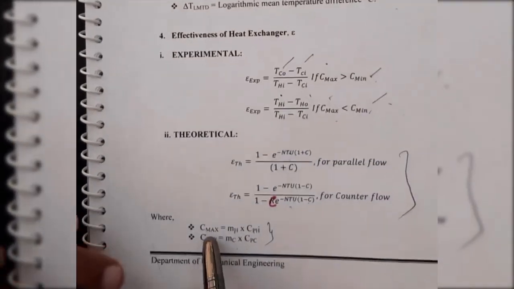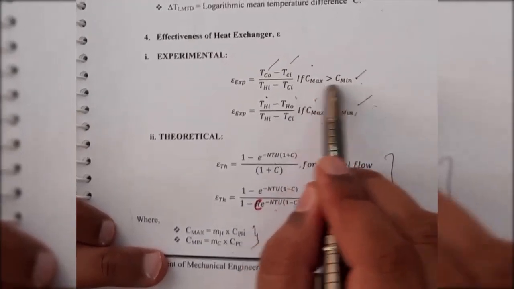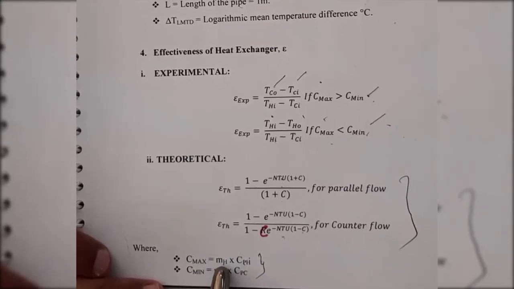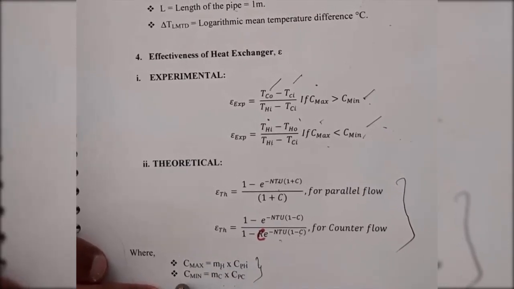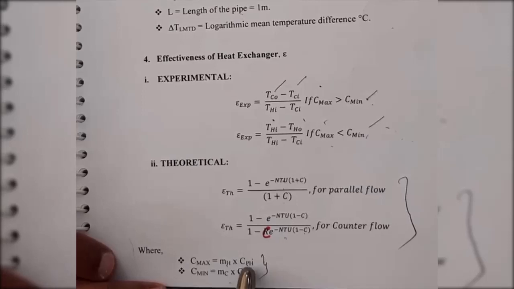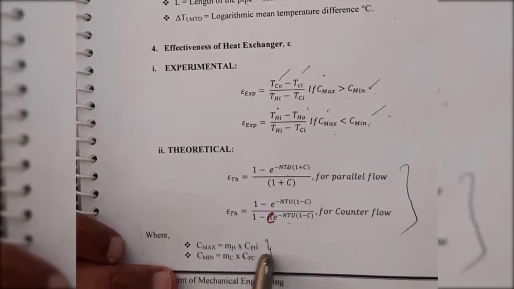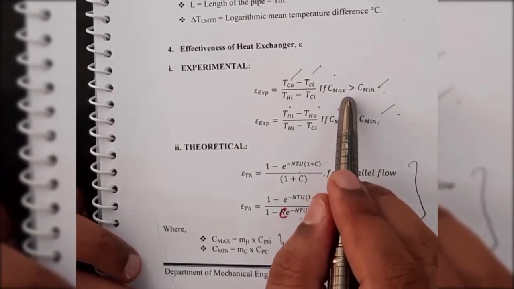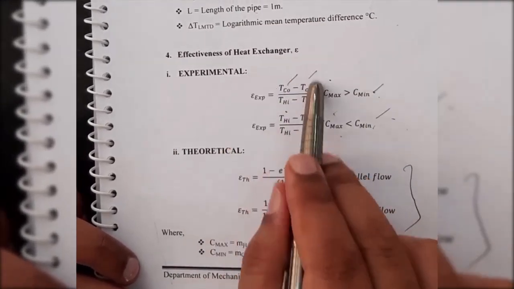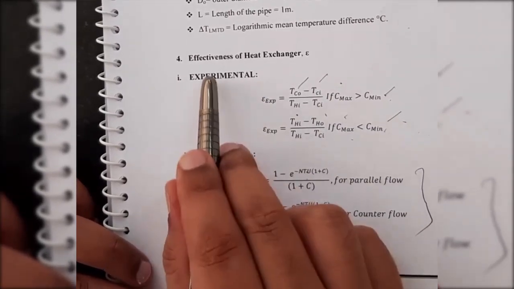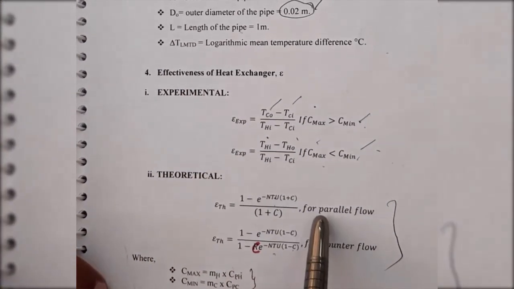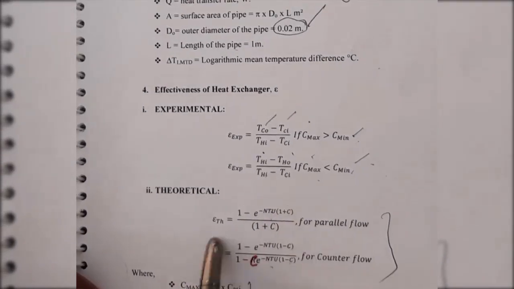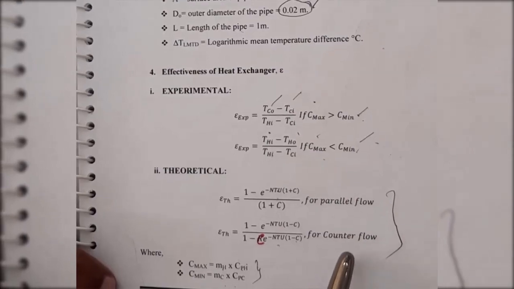What is Cmax and Cmin? Based on this criterion, you are going to use the formula. Cmax is mH into CPH. Cmin means MC into CPC. Whatever values you get, compare them. Based on which is lesser or greater, you can opt for the formula and find the experimental effectiveness. Similarly, for parallel and counter flow, here you don't have any combination, you can directly take this formula for parallel and this formula for counter.